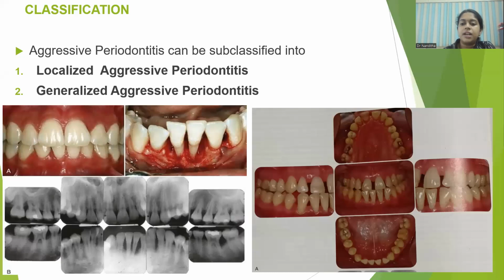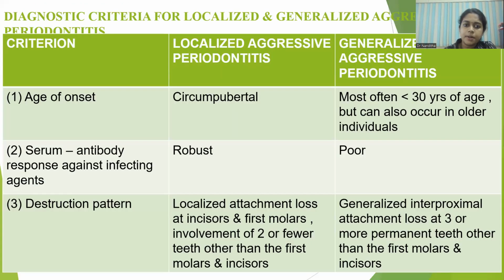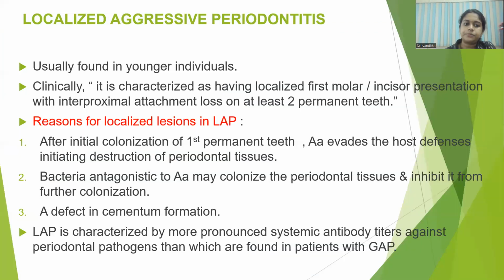So to classify, aggressive periodontitis can be of two types, localized or generalized. So how to distinguish between the same? Localized aggressive periodontitis, as the name indicates, involves less than or equal to 2 teeth, that is incisors and molars, and generalized involves not more than 3 teeth other than incisors and molars. That is the first difference. Secondly, the age of onset is circumpubertal in case of localized aggressive, whereas generalized aggressive can occur even in an elderly individual. The antibody response will be robust in localized, whereas there is poor antibody response in generalized aggressive periodontitis.